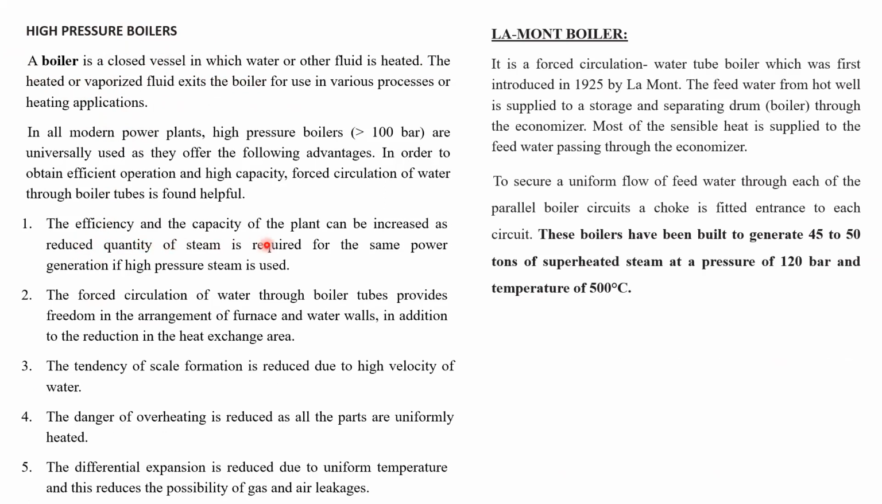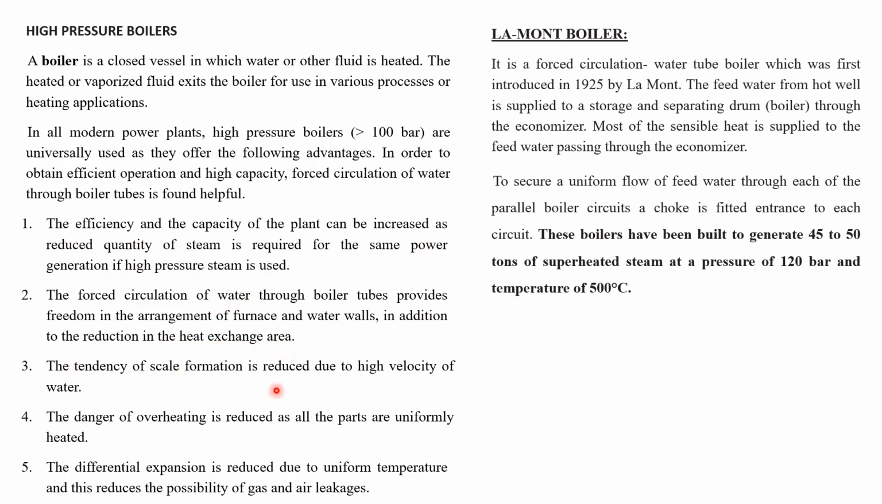The efficiency and the capacity of the plant can be increased as a reduced quantity of steam is required for the same power generation. If high pressure steam is used, the steam requirement is less. The forced circulation of water through the boiler tubes provides freedom in the arrangement of the furnace. So the furnace can be compact. If the pressure is more, furnaces are more and more compact, with water walls, in addition to the reduction in the heat exchange area.